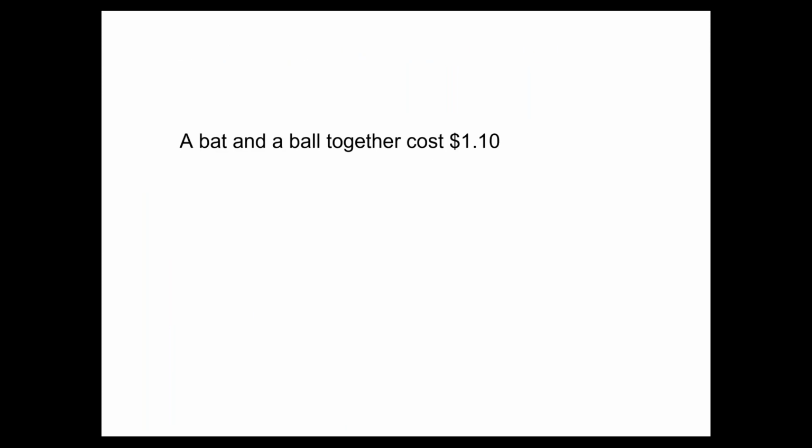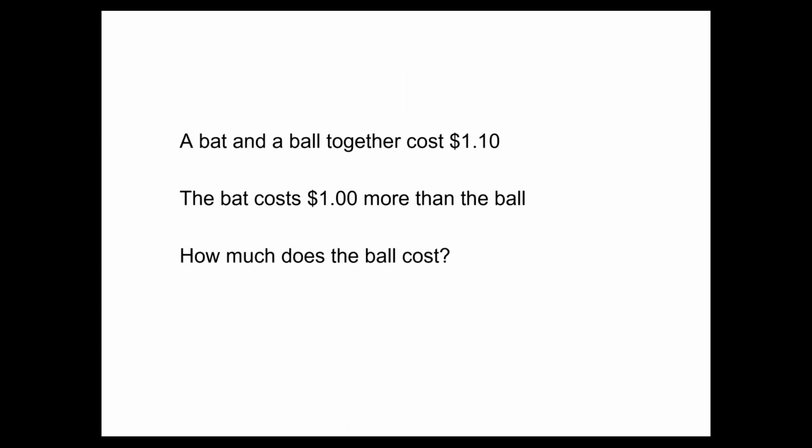Okay, all right, guys, here's a simple arithmetic question. A bat and a ball together cost $1.10. The bat costs $1 more than the ball. How much does the ball cost? Everybody, as quick as you can, type in your answer. Go ahead, type it in.